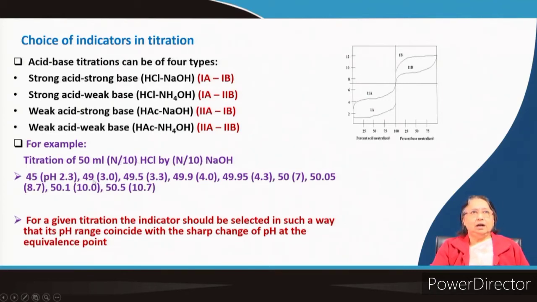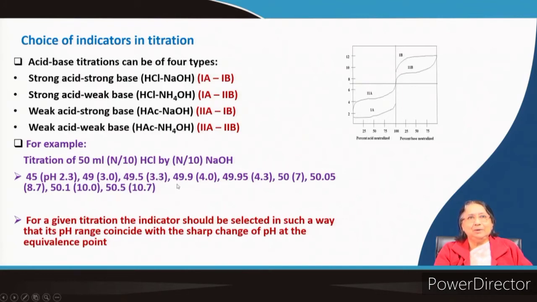But we have started by thinking about the addition of 45 milliliter of NaOH. So, what will happen? What will be the pH? When you have already added 45 milliliter of NaOH solution, then the pH will be like this. If you calculate it, you can do it easily. Then say for example, you have added already 49 milliliter of NaOH to this HCl solution, then the pH will be like this. Then you have added 49.5 milliliter, then the pH will be like this.